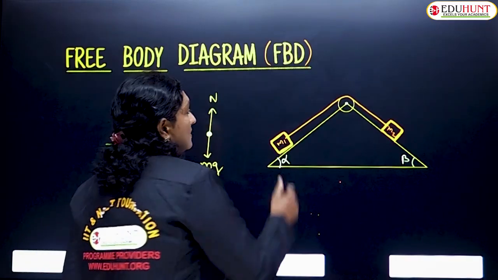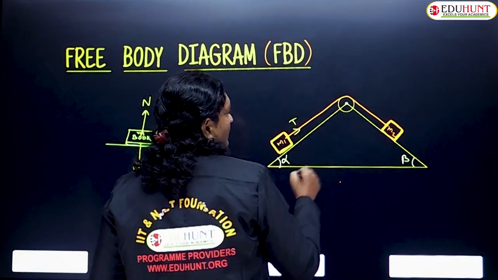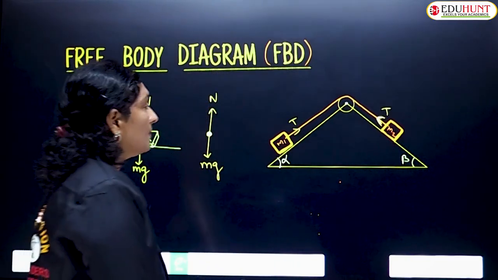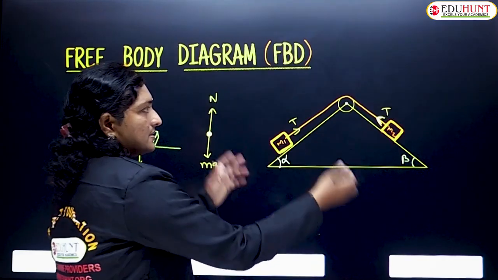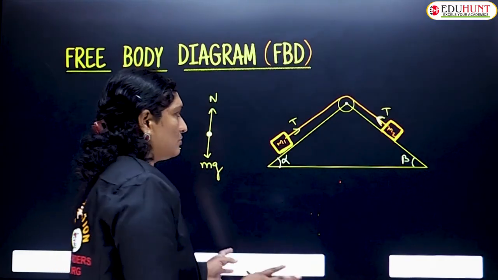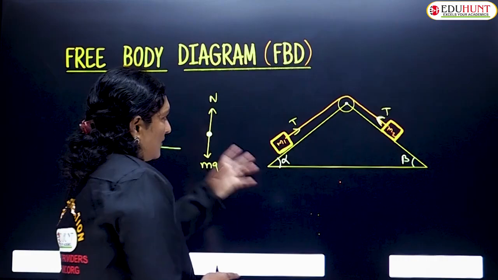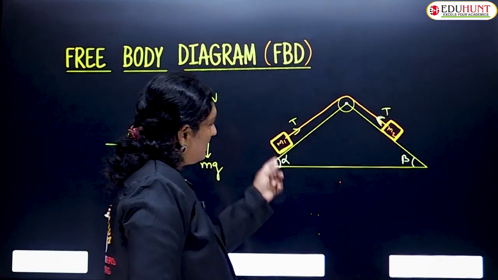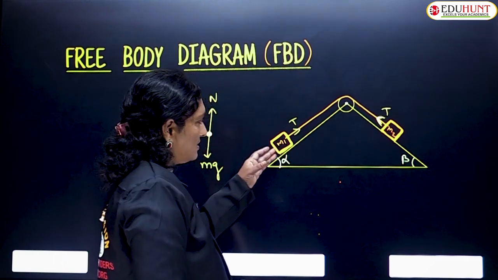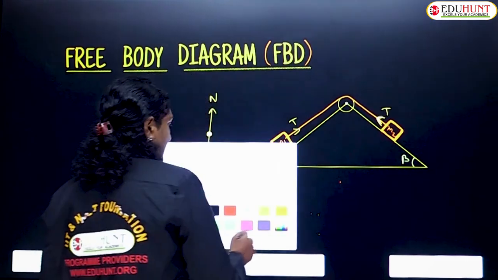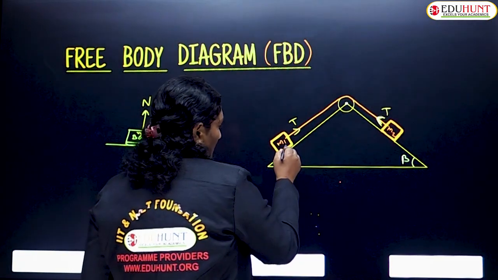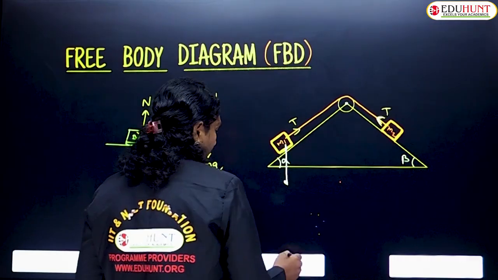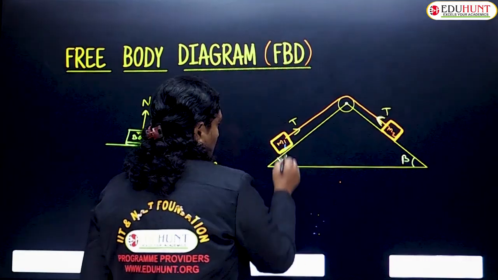No doubt the tension in the string must be acting, and let us represent this tension with the letter T. As we consider a massless string, the tension in the two parts of the string will be the same, though in two different directions. It is attached to a frictionless pulley, and the angle in this direction is given as alpha. The weight of the block m1 always acts downwards.